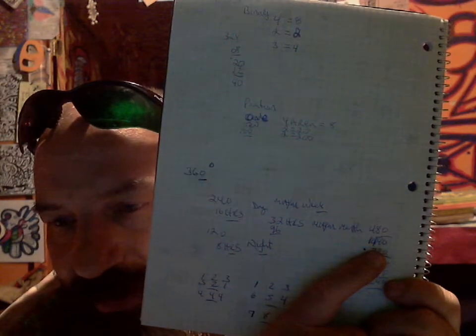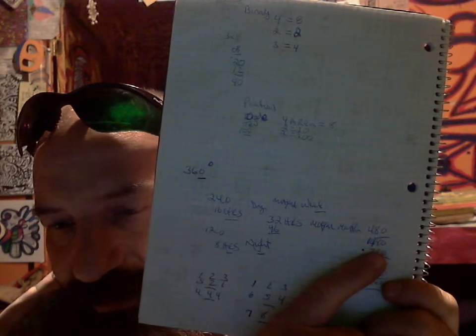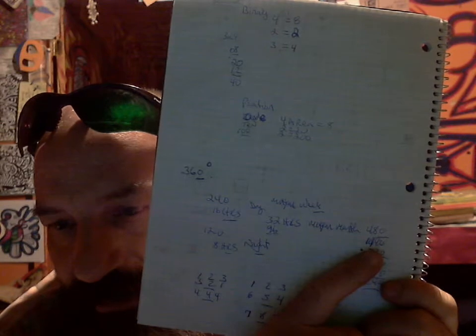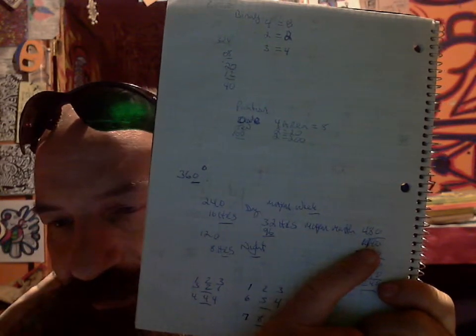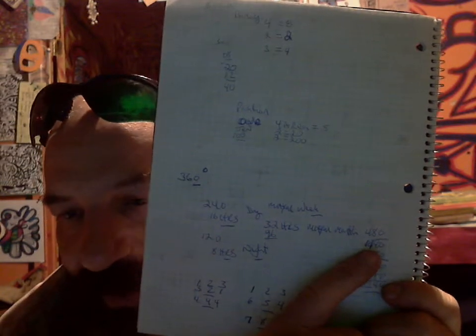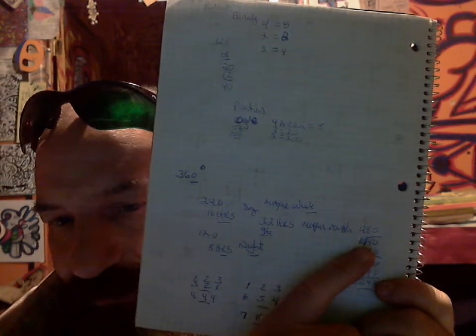360 to 1440 is 1800. Is 1/2. 360 is 1 1/4. 1.25 times this number. 288 times 1.25 is 360.